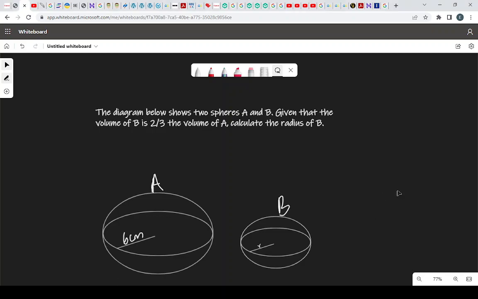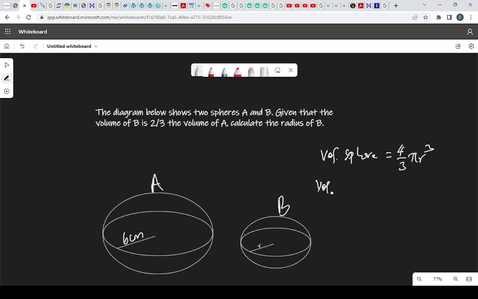The diagram below shows two spheres A and B. Given that the volume of B is 2/3 the volume of A, calculate the radius of B. Volume of a sphere is 4/3 pi r cubed. As the radius of sphere A is given, we can calculate the volume of sphere A.